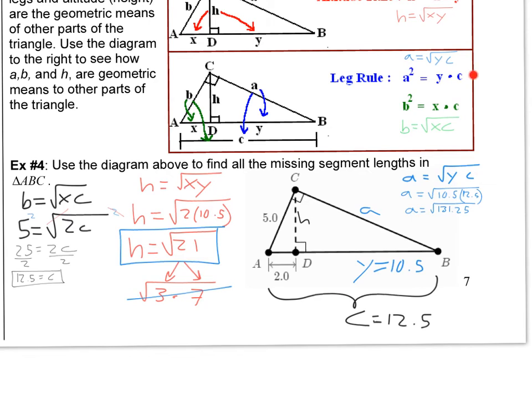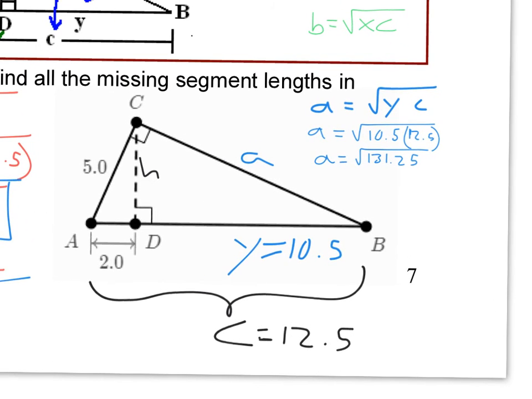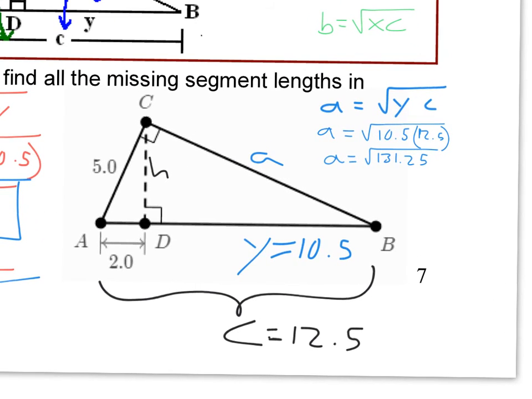All right, so I used the formula for the A one. I used this one, A equals the square root of Y times C. I plugged in the Y, I plugged in the C. Y times C, or 10.5 times 12.5, is 131.25. And so I got A equals the square root of 131.25. Now, most likely in a question like this, if you're taking the square root of something that's already a decimal, they're probably going to want a decimal answer. So I would, at this point, go in my calculator and type in the square root of 131.25.